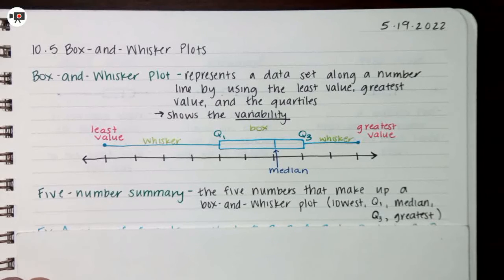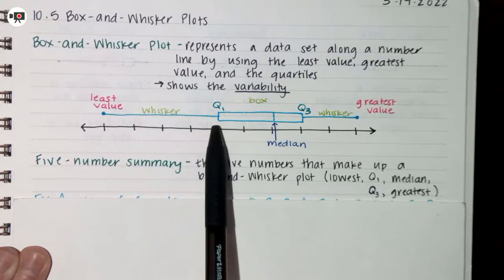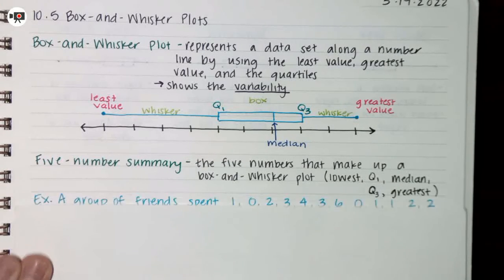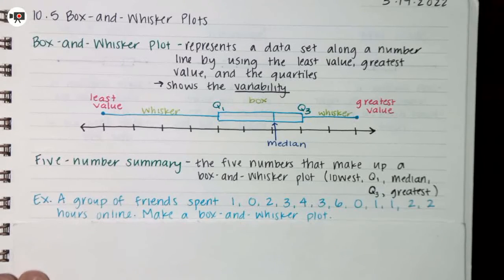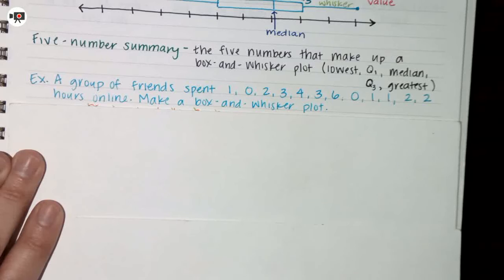In the box and whisker plot, we have a 5-number summary, which are the 5 numbers that make up the box and whisker plot: the lowest, quartile 1, the median, quartile 3, and the greatest value. So a group of friends spent all of those different hours online. We're going to make a box and whisker plot of that data.